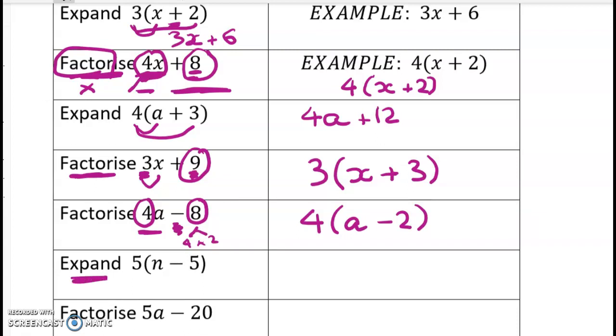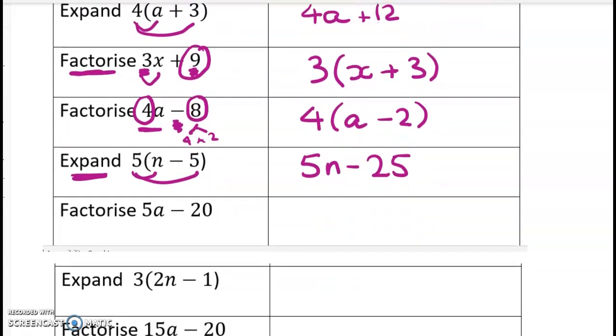Next one, expand. 5 times n, 5n. Take away 5 times 5, 25. Next, factorise. You can see how I wrote this. I didn't want to make it too boring. It is actually pretty boring, so just hang in there. Okay, factorise 5a take away 20. The highest common factor of the numbers is 5. 5 times what gives me 5a? 5 times a. 5 times what gives me 20? 5 4's. And the sign just matches up in those two places.